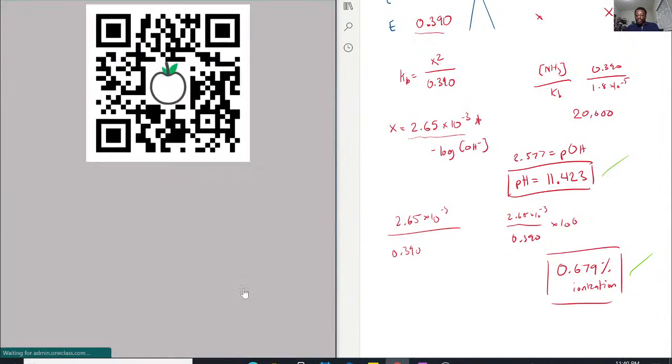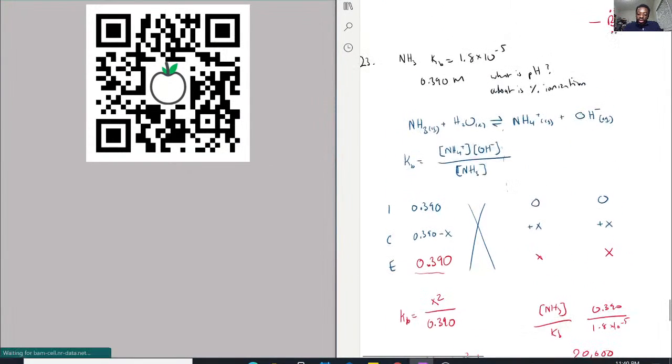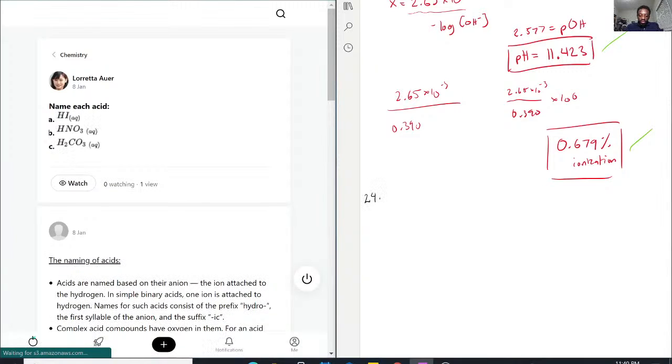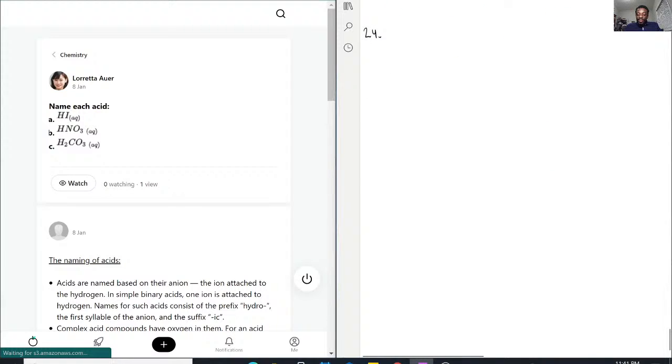So now let's move on to question number 24. They want us now to name each acid. That reminds me of, okay, that's pretty funny. It's like, oh, you're a chemist, name every acid. But nonetheless, let's try to name every one of the acids listed here.